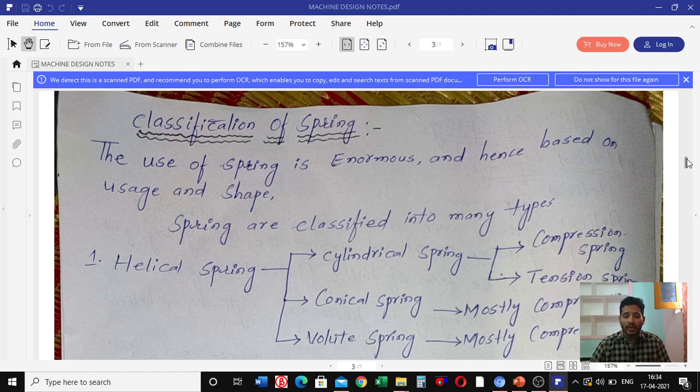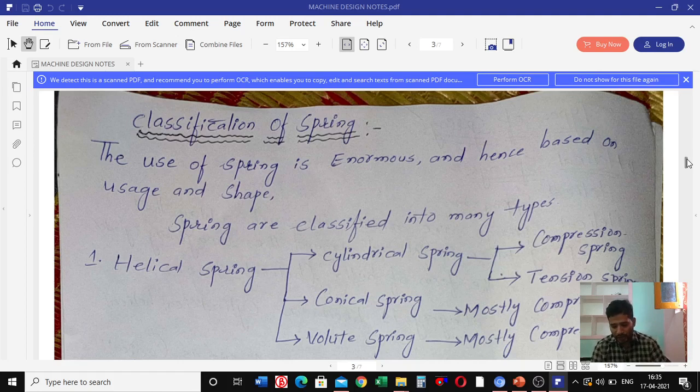This cylindrical spring is broadly classified into two types. First one is compression spring. Second one is tension spring. Okay, these helical springs. Again, conical springs are broadly classified into one type. We are using mostly compression spring in a conical spring. The volute spring also mostly uses compression spring.